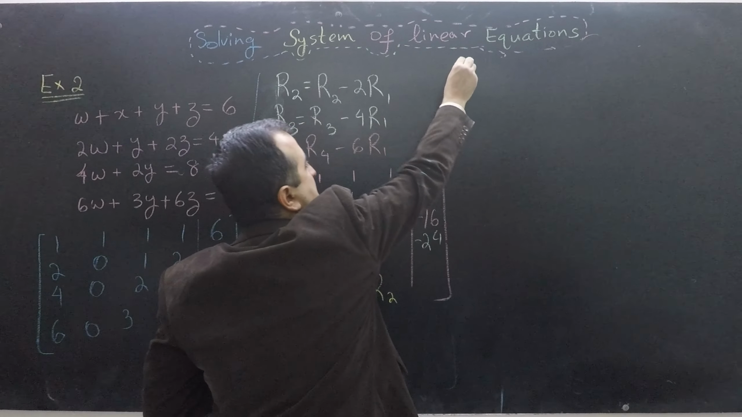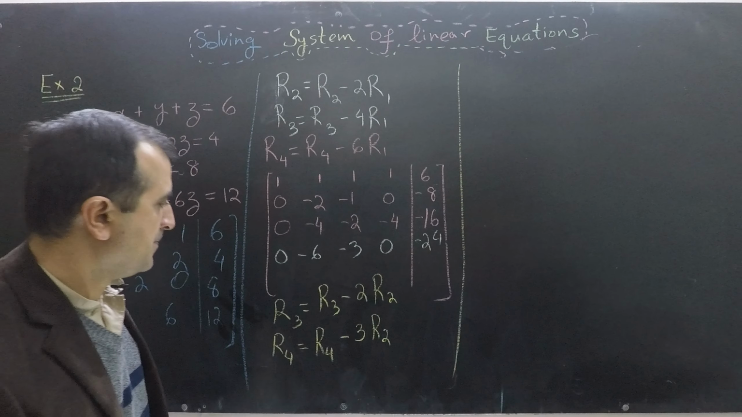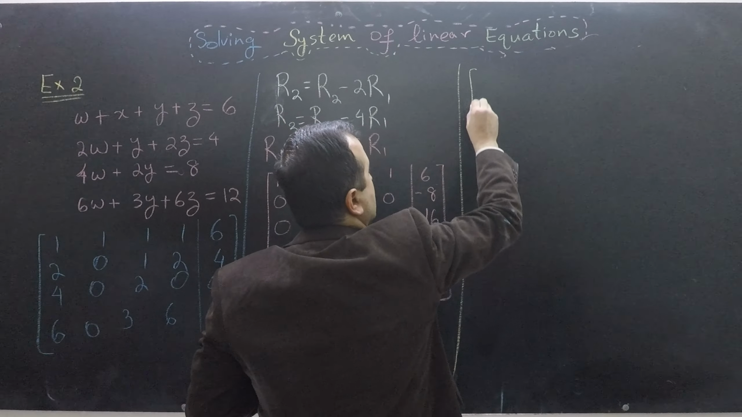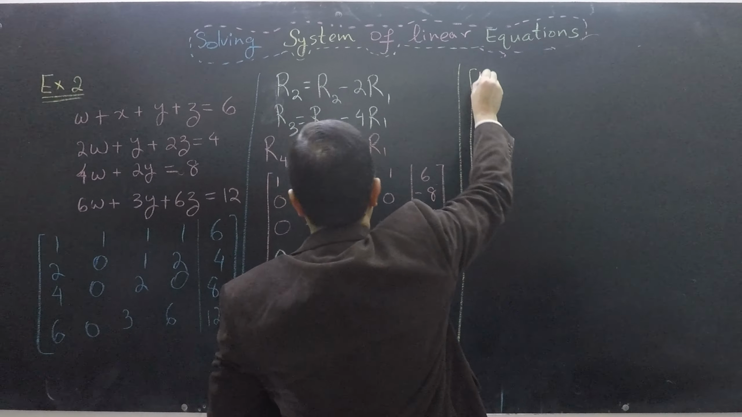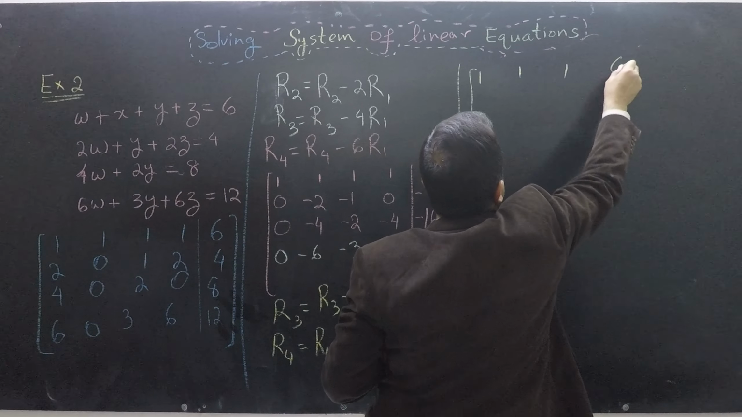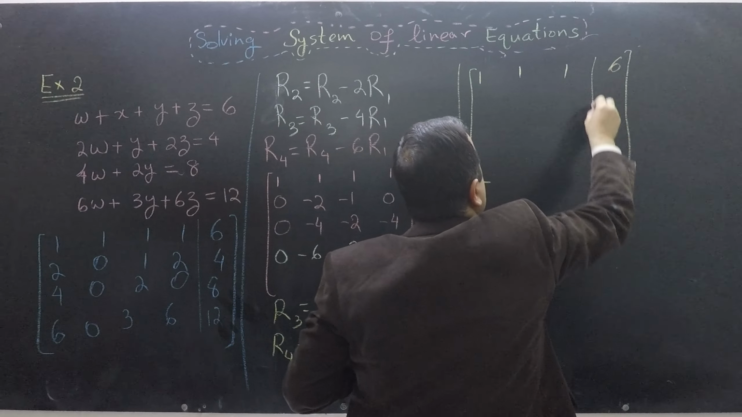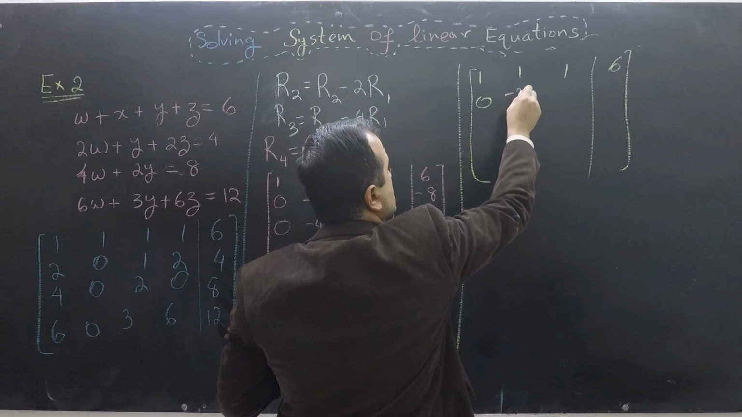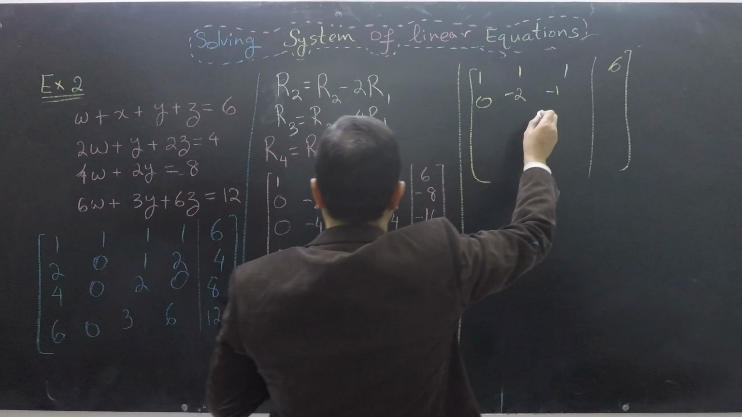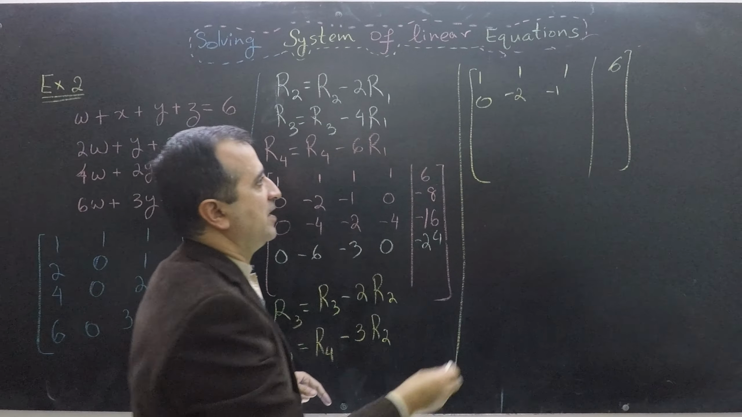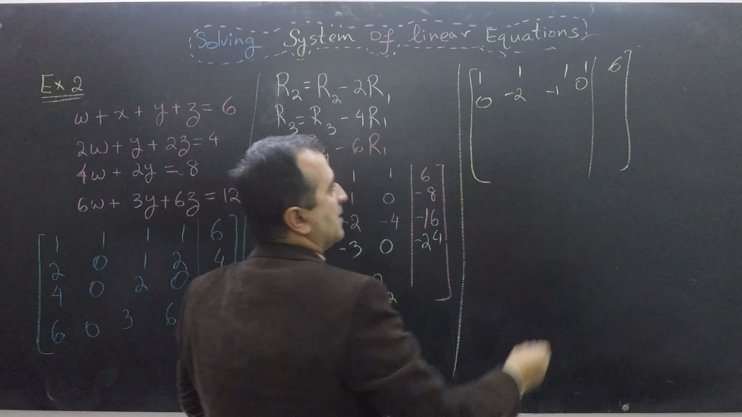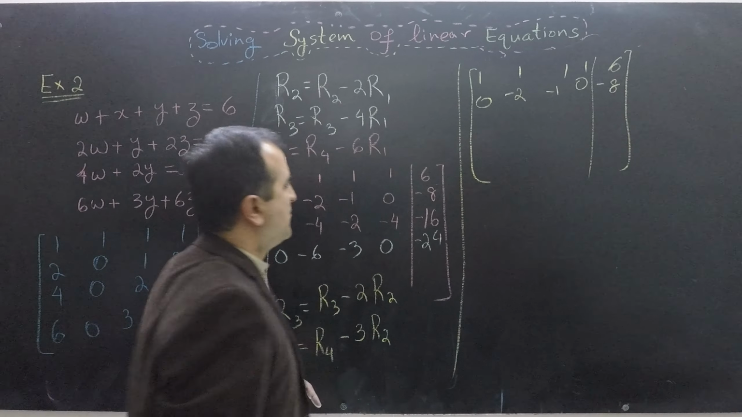So now we have these operations. Now let's perform these operations to make 0 and 0 here. First I can quickly write the first two rows because I'm not going to change these rows, and then I can write the last two rows. 1, 1, 1, and 6. And the second row is going to be 0, minus 2, minus 1. I think I have missed 1, 1, right? Yeah. So here I should have 1, 1, and then 0 and minus 8. So I'm done with my second row.